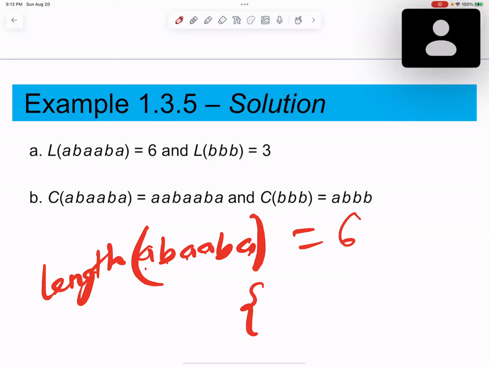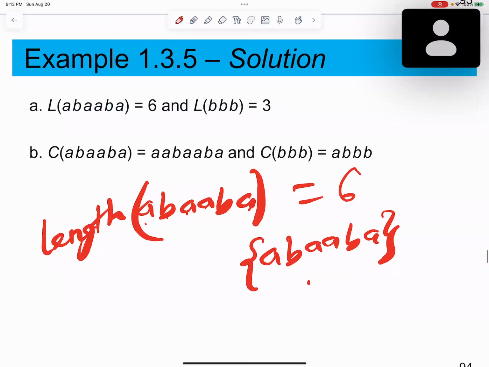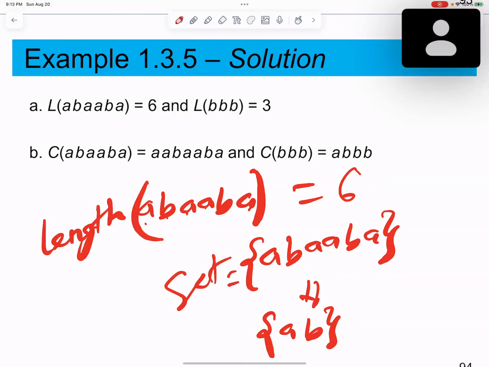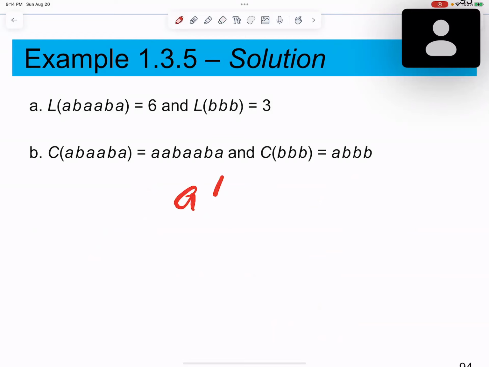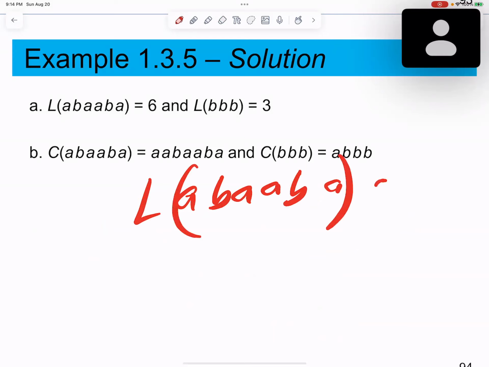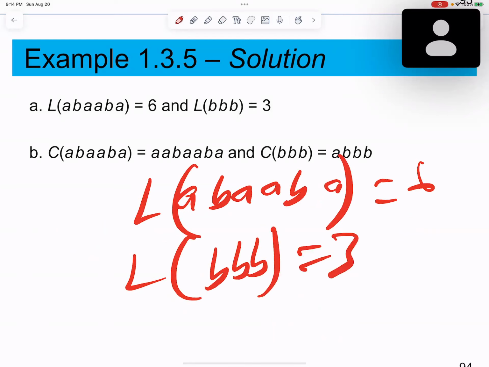I am not talking about a set here, okay? In this case, I have to rewrite this as {A, B}. If this is a set, then the length of this set is going to be 2. But with a string, a string is assumed not to have anything around it. So if we have a string ABABA, the length of that string will give you 5. The length of this string will give you 3. All right.